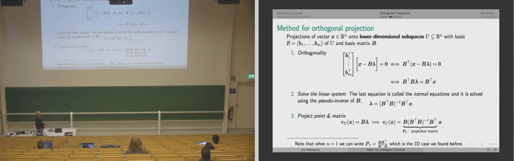So we can write the projection matrix like that, and that's if n is equal to 1. You can see that here what we have is the reciprocal of the dot product. But of course, if you have a matrix here, there's no reciprocal. It's going to be the inverse of the matrix. Okay.